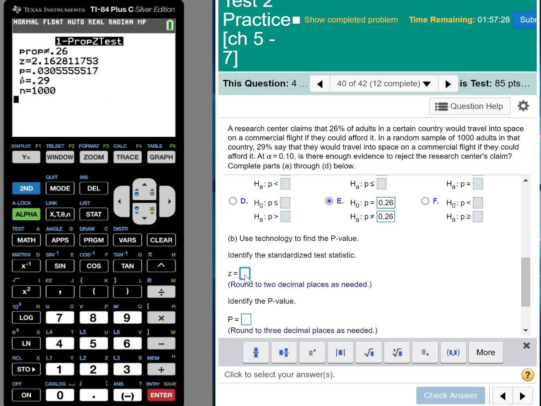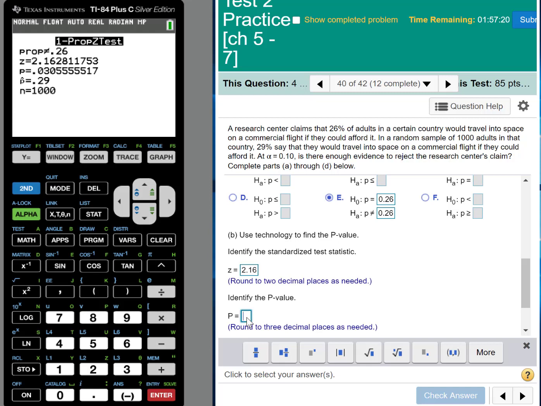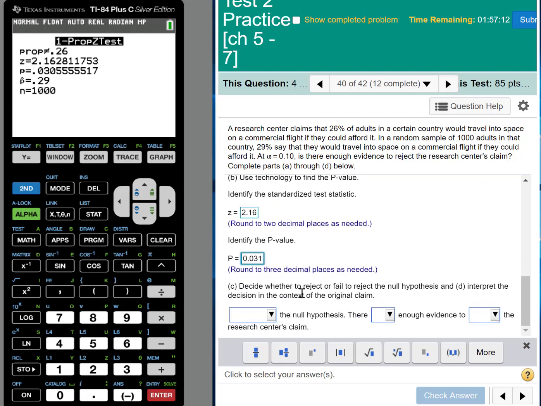Okay, so Z is 2.16, and the p-value is 0.031 for 3 decimal places. Okay, what's the decision? Alpha is 10%, 0.031 is less than 10%, so reject. When you reject, you start with there is enough evidence to. Since the claim happened to be in the null hypothesis, you use the word reject. I hope that you guys are getting it by now. And that's it.